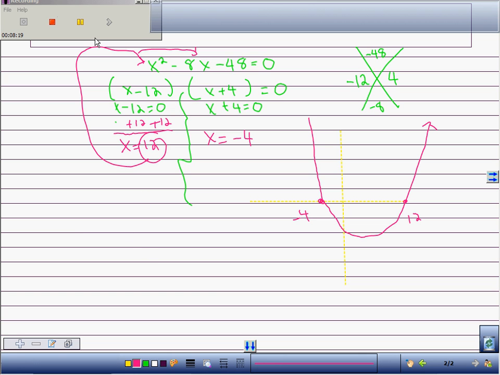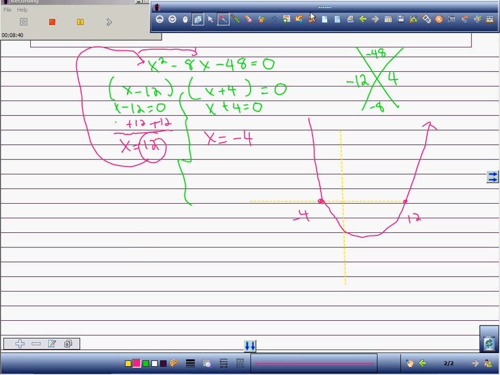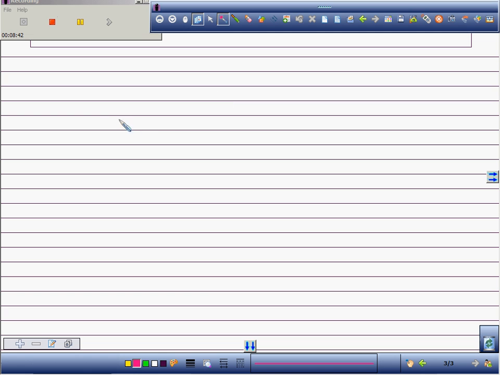So, we're going to have another problem. Say we have one like this, 2x squared. They say solve by factoring. And this adds a little level of difficulty to the problem, okay?